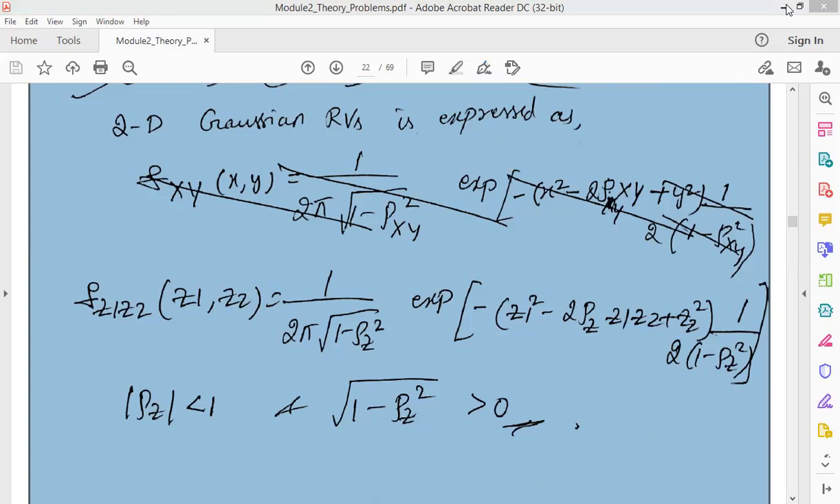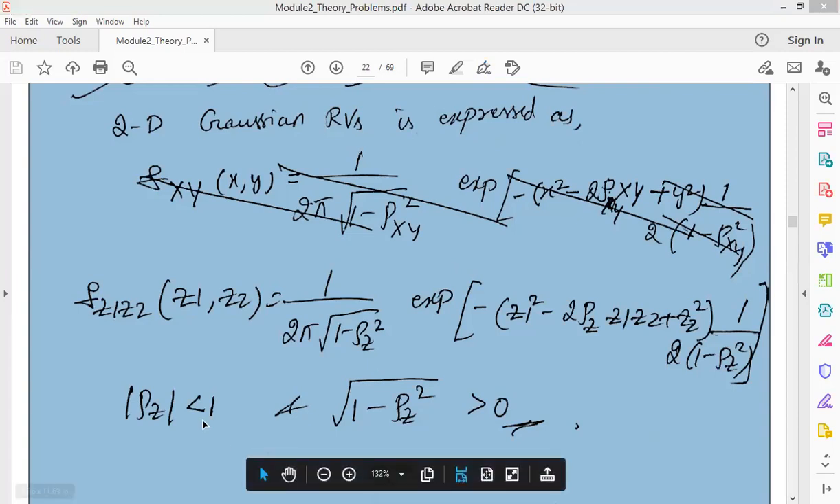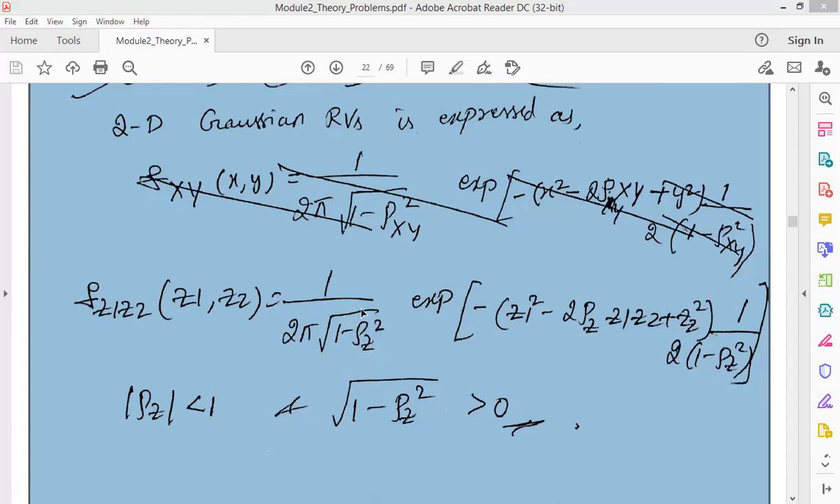Here we also assume that the correlation coefficient rho z, in magnitude, is always less than 1. And we also assume that the square root of 1 minus rho z square is always greater than 0. If it is 0, the entire PDF becomes undefined. For that reason we should always make sure that the square root of 1 minus rho z square is greater than 0.